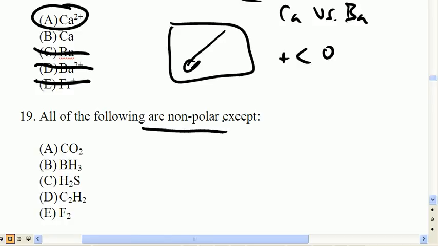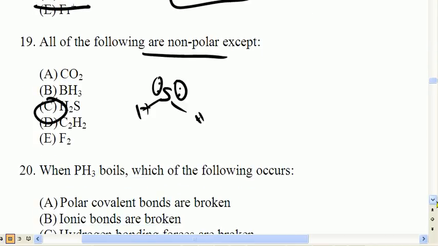All of the following are nonpolar. When you do out the Lewis structures for each, you get this for H2S. Lone pairs push it into an asymmetric position, so the answer is C for that.